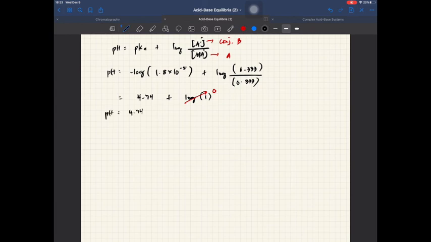Okay, so that is how we use the Henderson-Hasselbalch equation in order to solve the pH of a weak acid and conjugate base system.